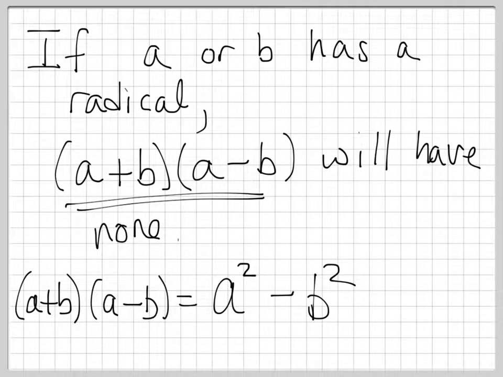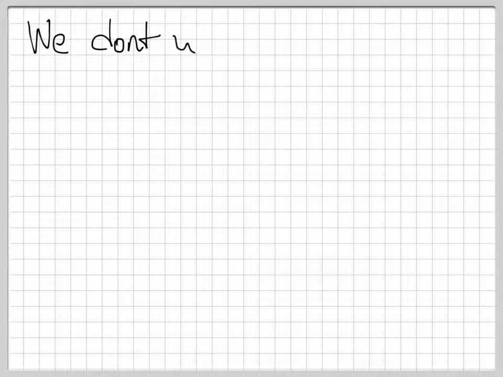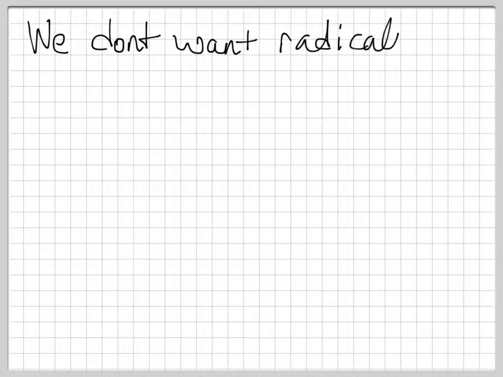Right? And so if A has a radical, A squared won't. And if B has a radical, B squared won't. And so if you have something with a radical, you can multiply it by either A plus B or A minus B to get rid of the radical. And so remember, one of the rules, we don't want radicals in the denominator.